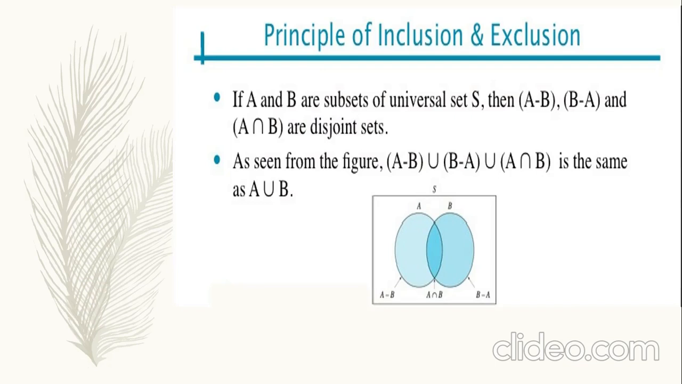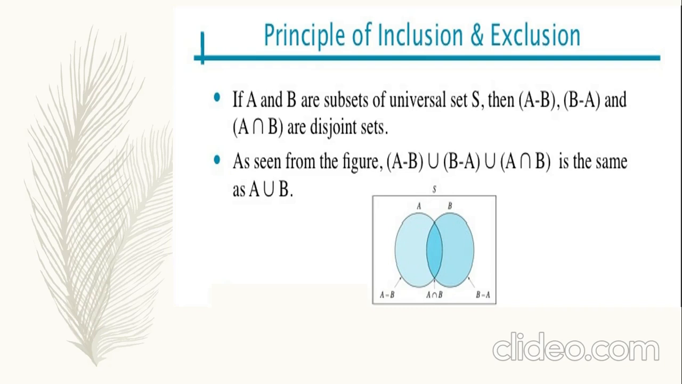So, according to the principle of inclusion and exclusion, if A and B are subsets of universal set S, then the difference of A and B, the difference of B and A, and the intersection of A and B are disjoint sets. Meaning to say, these three have no common elements in all of them. They have no common elements.